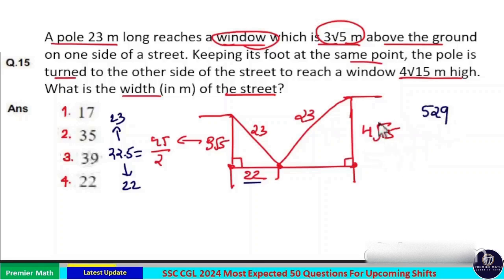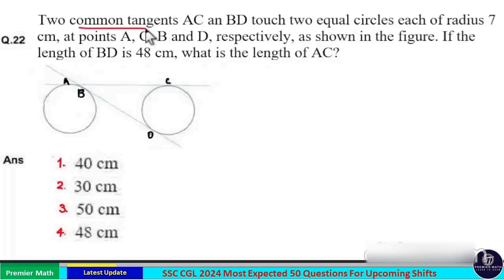And 4 root 15 square is equal to 4 square 16, root 15 is equal to 15, 16 into 15, 16 into 10, 160, 16 into 5, 80. So 240. So 529 minus 240 is equal to 289, which is 17 square. So 22 plus 17 is equal to 39. Option 3 is your answer. Width of the street is.